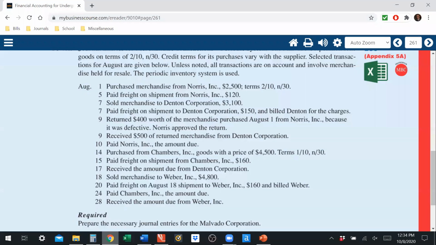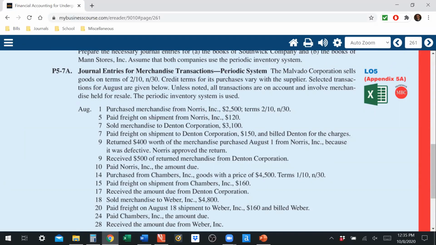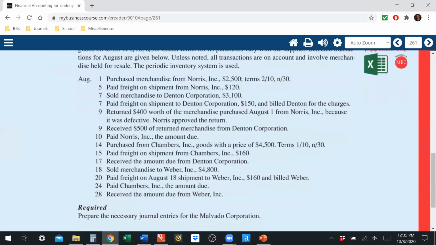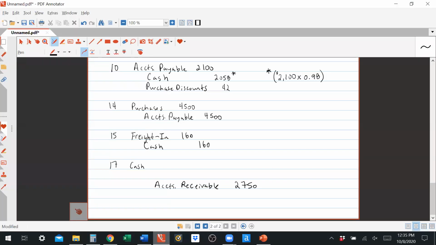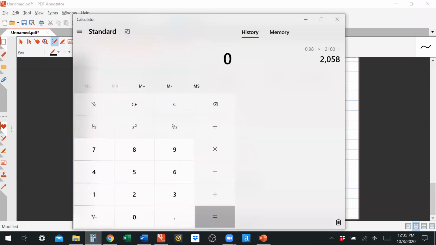Now, did Denton pay within the discount period? This is the 17th. We sold the stuff to them on the 7th. And it says we provide terms to our customers of 2, 10, and 30 up here in the instructions. And so it looks like the 17th minus the 7th is 10 days or less. So yes, Denton was going to get a discount. So Denton doesn't have to pay us the full 2,750. They only have to pay 98% of that.